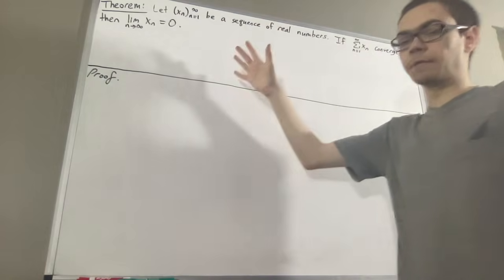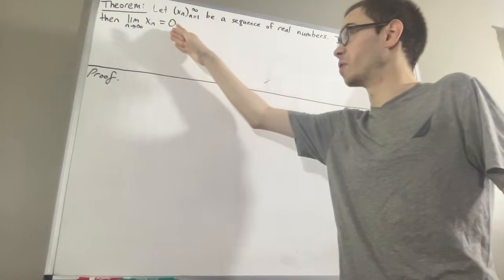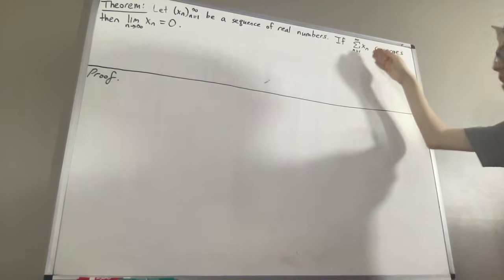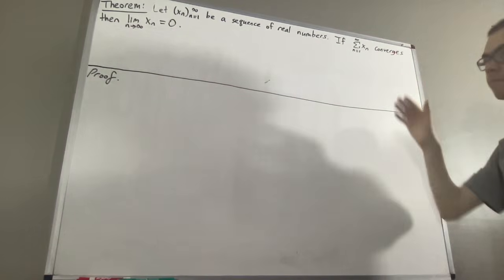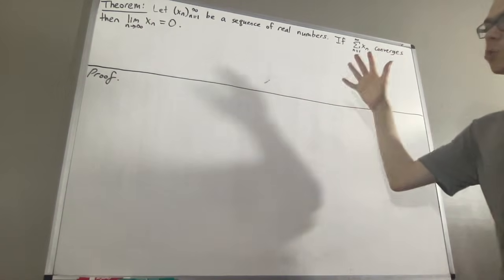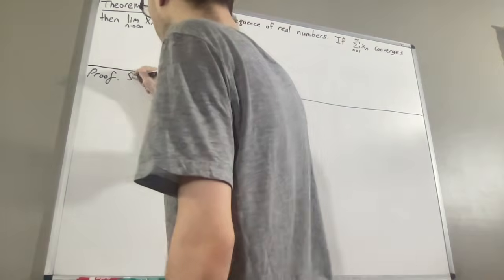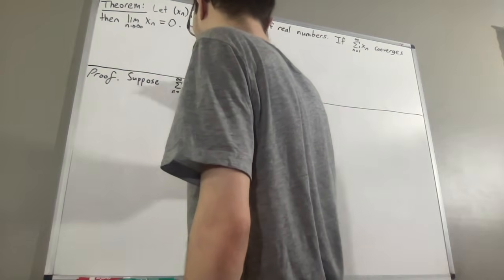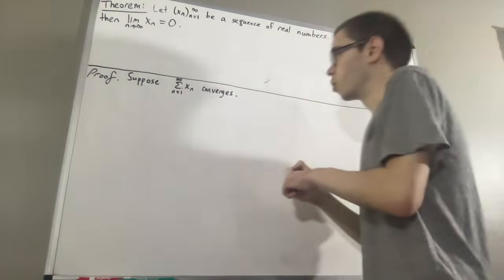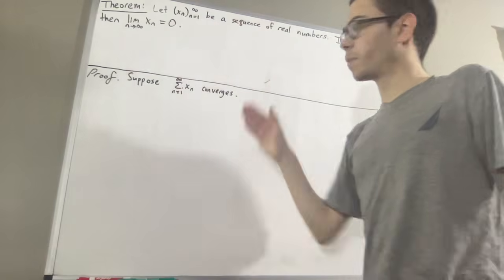And the contrapositive of this is telling us if the sequence of xn's does not converge to 0, then the infinite series does not converge. So this is sometimes called the nth term test. And so to prove it, let's suppose that the infinite series converges. And from here, the whole goal is to show that the sequence of xn's converges to 0.